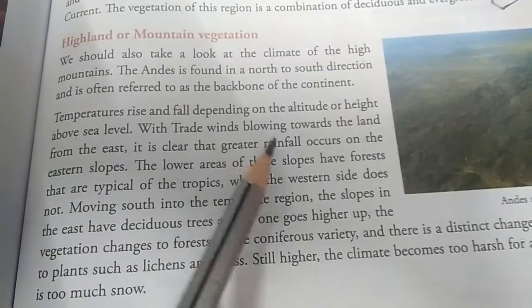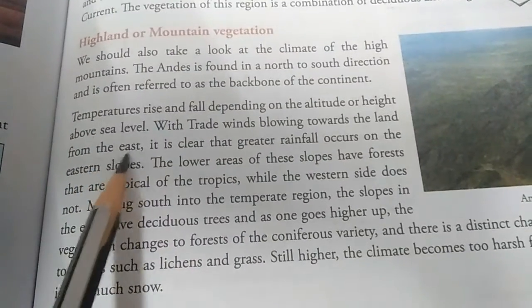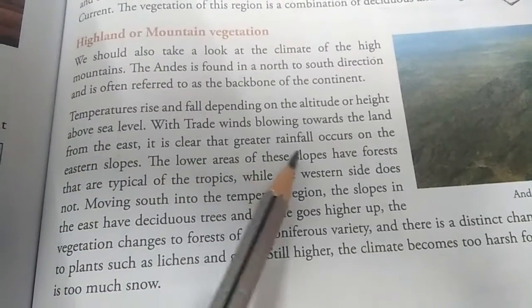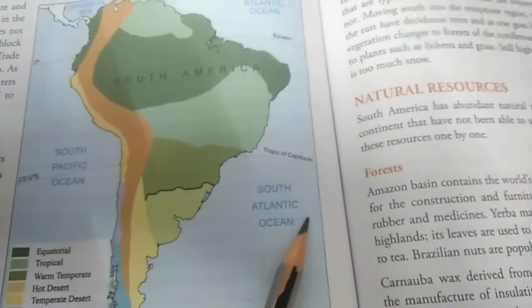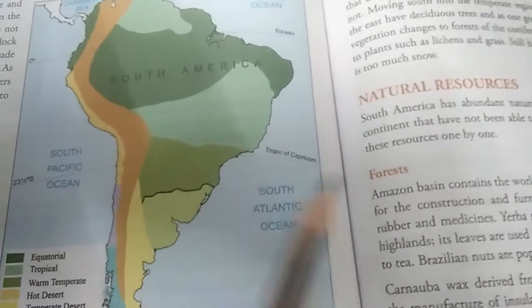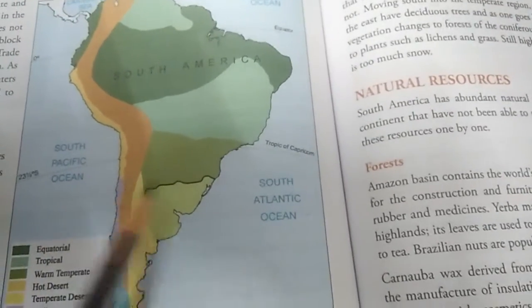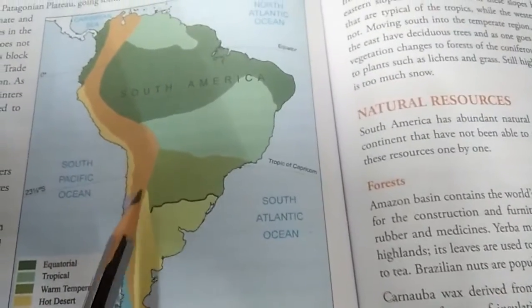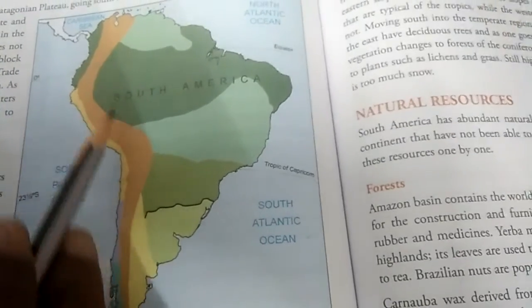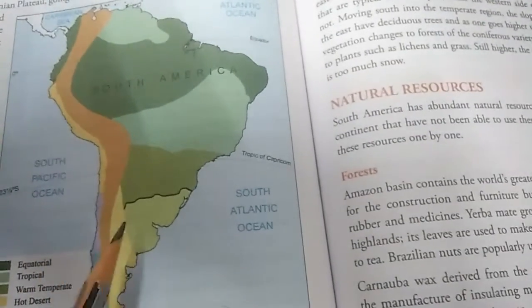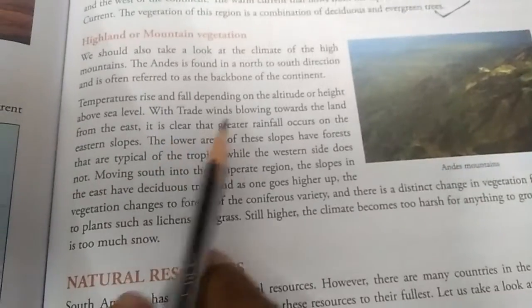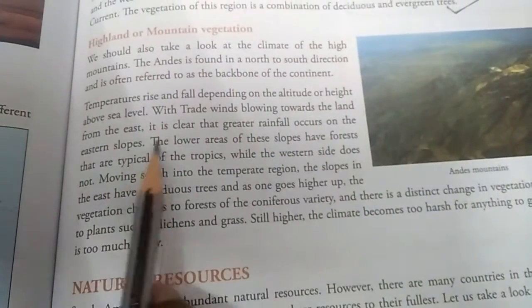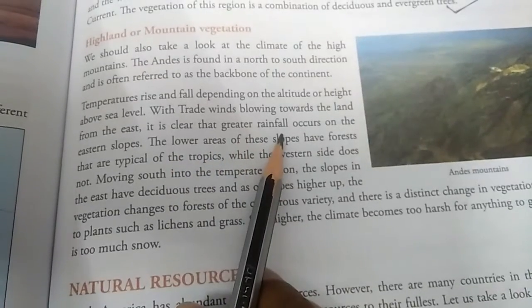With trade winds blowing towards the land from the east, it is clear that greater rainfall occurs on the eastern slopes. Okay, so over here I can show you the trade winds that blow from the east. This is east. The South Atlantic Ocean is located on the eastern side. So the trade winds blow from this direction. And so this is the eastern slopes. This side is the eastern slopes. So the eastern slopes receive more rainfall because of the trade wind.